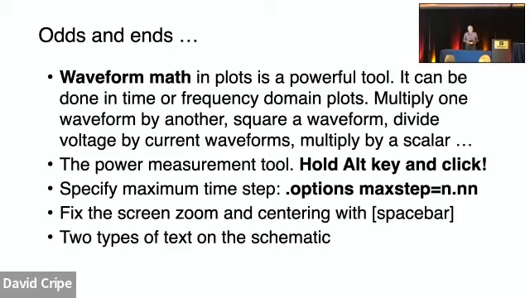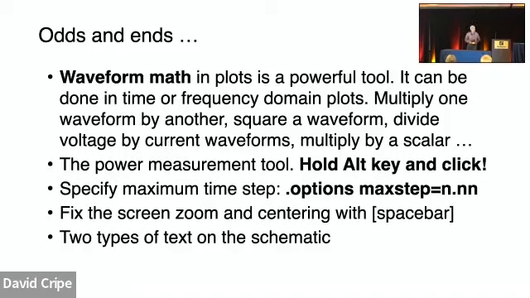Then there's a power measurement tool in the transient analysis. You'll put your cursor over an element, either a voltage source or a resistor or something that has resistance. You'll hold down the Alt key and click. When you do that, instead of plotting current, it will plot instantaneous power. And then there's a way to read average power from that. Also going to talk about specifying the maximum time step, which is an option statement you put into LTspice.